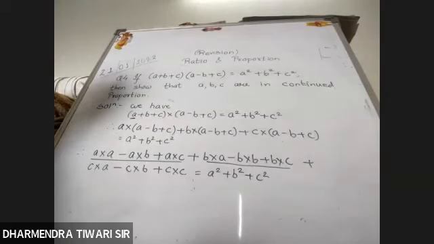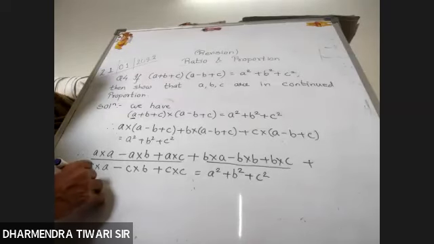So now what we will do, we will multiply, we will write the terms properly so that we can observe which terms are same with opposite sign. They will cancel each other and the remaining terms will give me the required answer. So let's proceed.